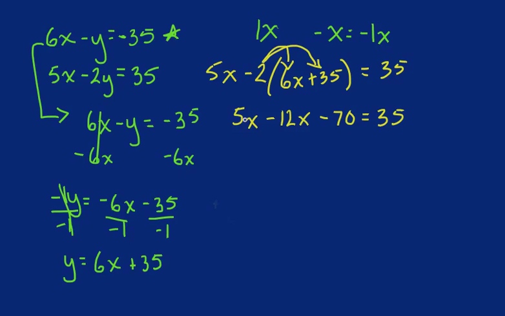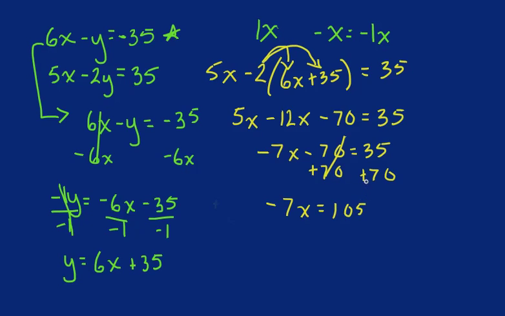Let's combine. So we have 5x minus 12x, which gives me a negative 7x, minus 70 is equal to 35. We add 70 to both sides. That cancels out. Negative 7x is equal to 105. So we want to divide both sides by negative 7, since we're solving for x, and we'll see what that equals.